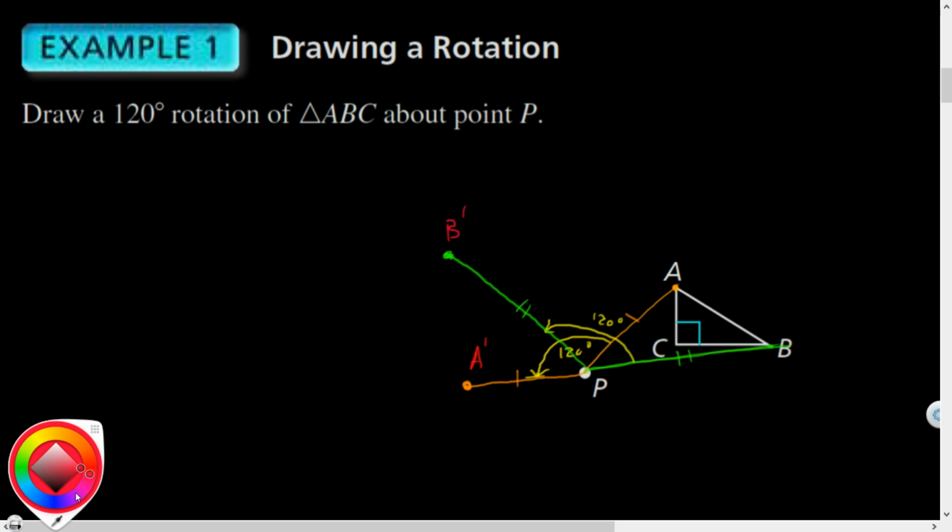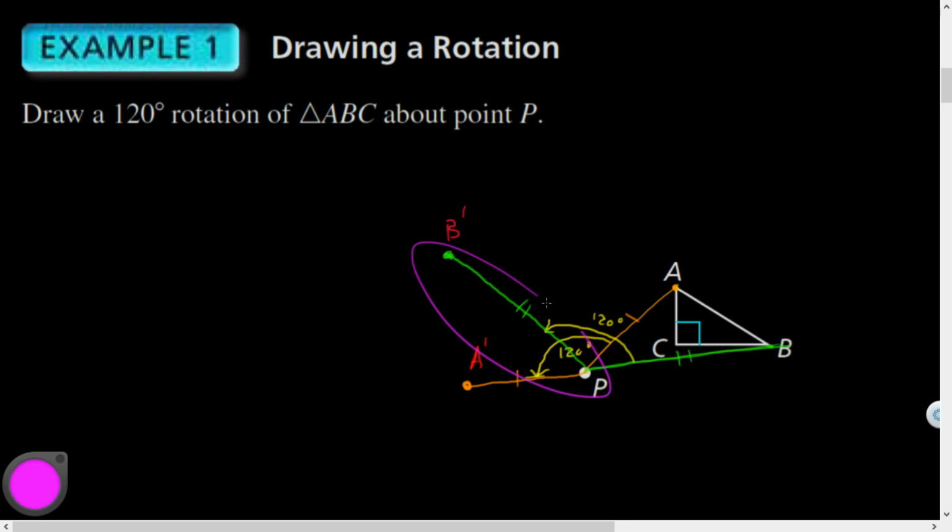Now I was trying to draw these two segments congruent. Here's C. So draw CP.